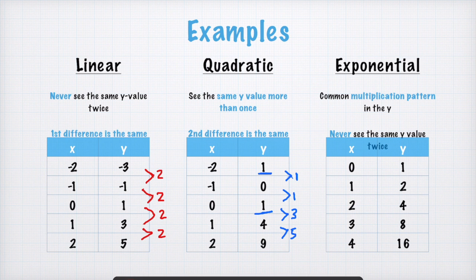So now that's our first difference. Let's look at our second difference. What's the difference between 1 and 3? Well, that's 2. What about the difference between 3 and 5? That is also going to be 2.